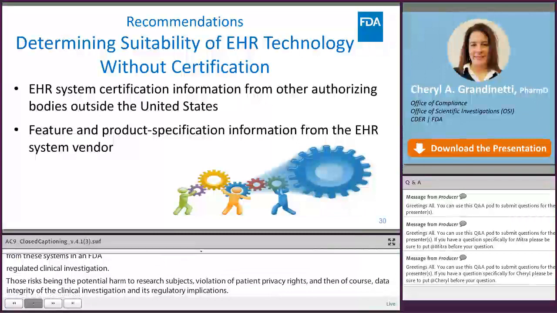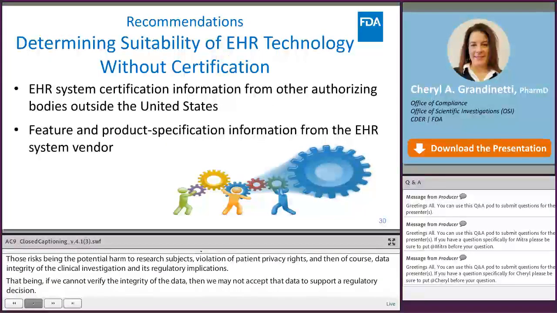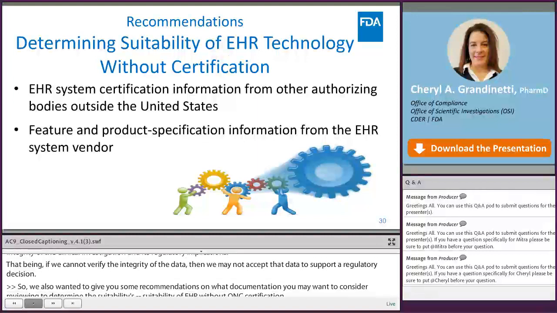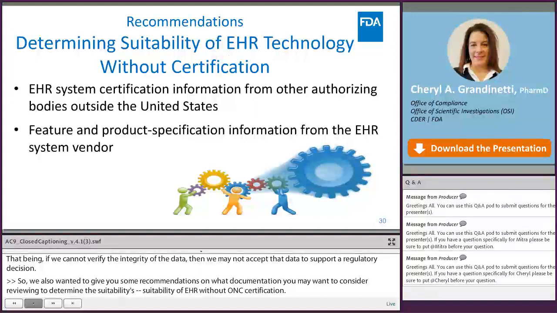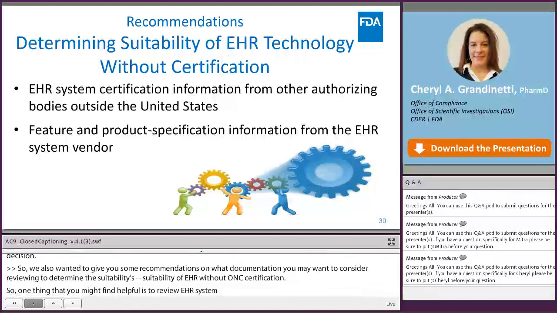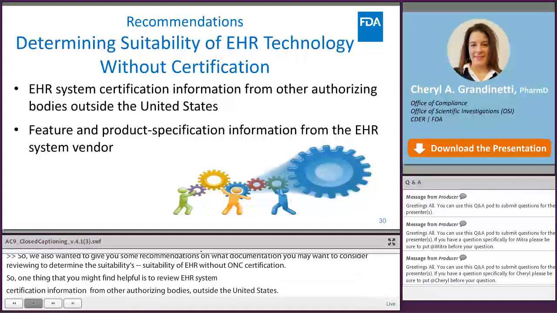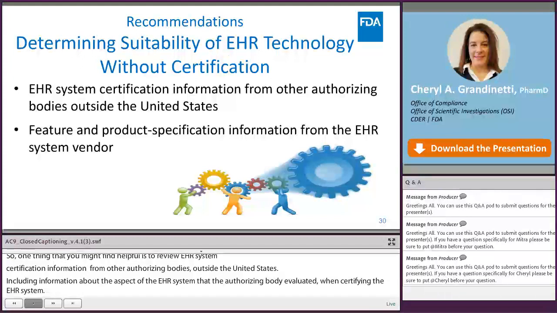So we also wanted to give you some recommendations on what documentation you may want to consider reviewing to determine the suitability of EHRs without ONC certification. One thing that you might find helpful is to review EHR system certification information from other authorizing bodies outside the United States, including information about the aspect of the EHR system that the authorizing body evaluated when certifying the EHR system. Also, what might be helpful is to review feature and product specification information from the EHR system vendor.